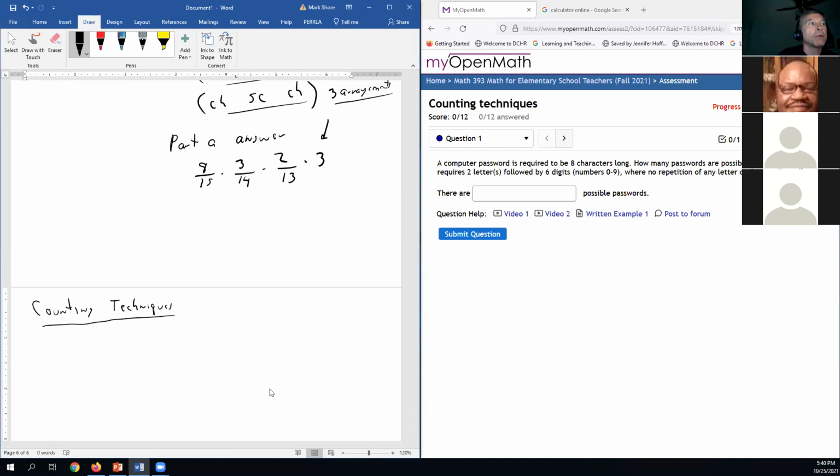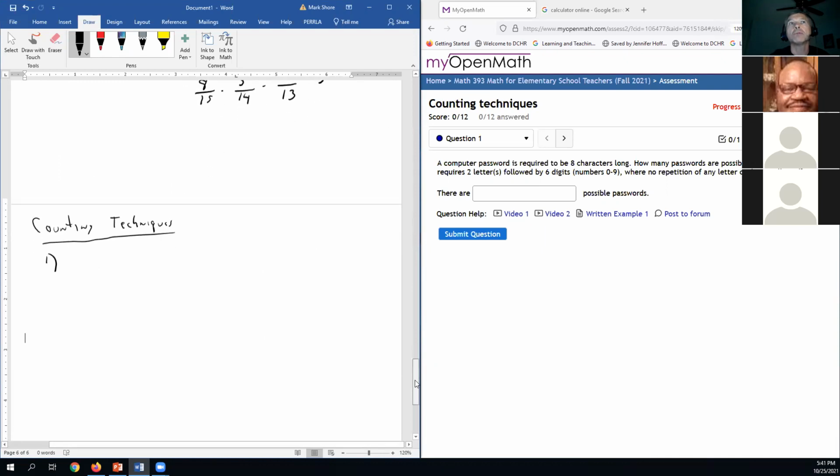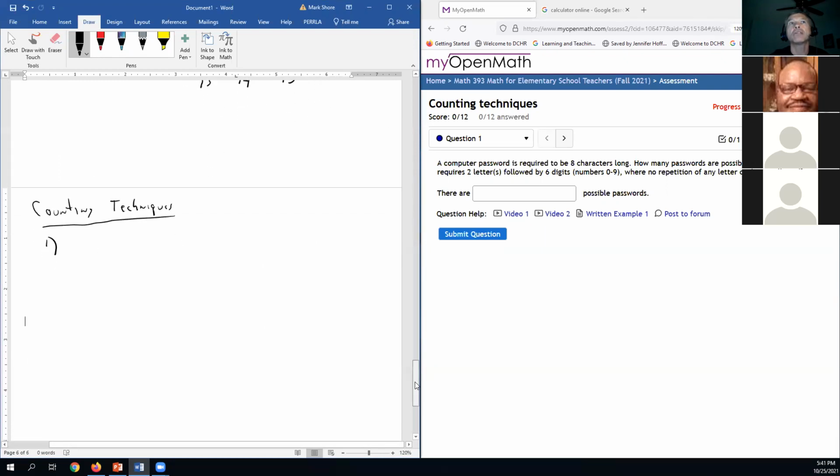So on problem number 1 here, it says a computer password is required to be 8 characters long. How many passwords are possible if the password requires 2 letters? So let's keep track of it. 2 letters, followed by 6 digits. 1, 2, 3, 4, 5, 6. Now read on and see if there's anything. It says where no repetition of any letter or digit is allowed.